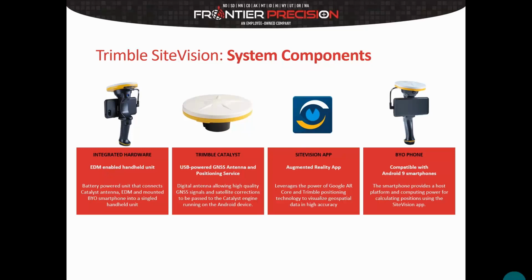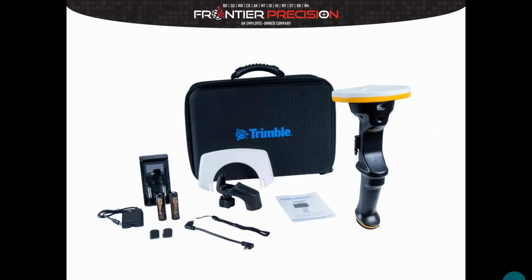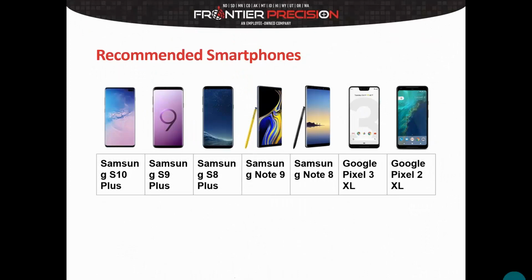So Site Vision is comprised of the Trimble Catalyst, the Site Vision app, and you're going to bring your own phone. Here's the contents of what you're going to get: the handle, which has an EDM built in, a sunshade, and a prism pole mount. Back to the phone, you need to have a Samsung S9 in order for this device to work. I believe the lowest models you can use are the Samsung Note 8 and the S8 Plus. And it is bring your own device.